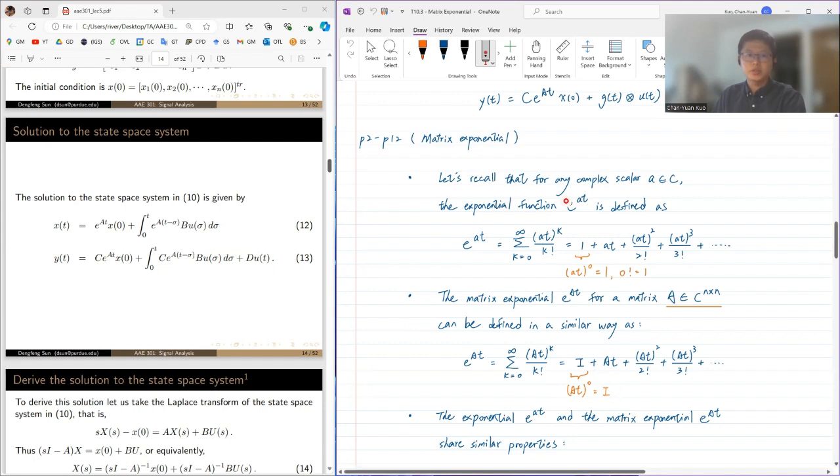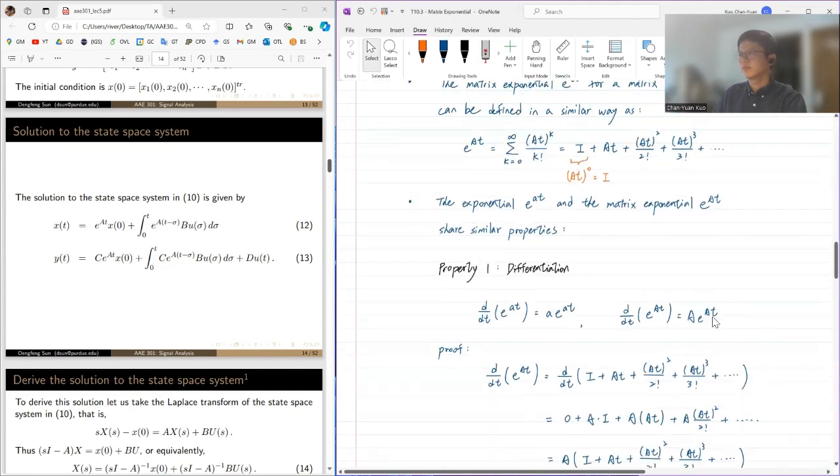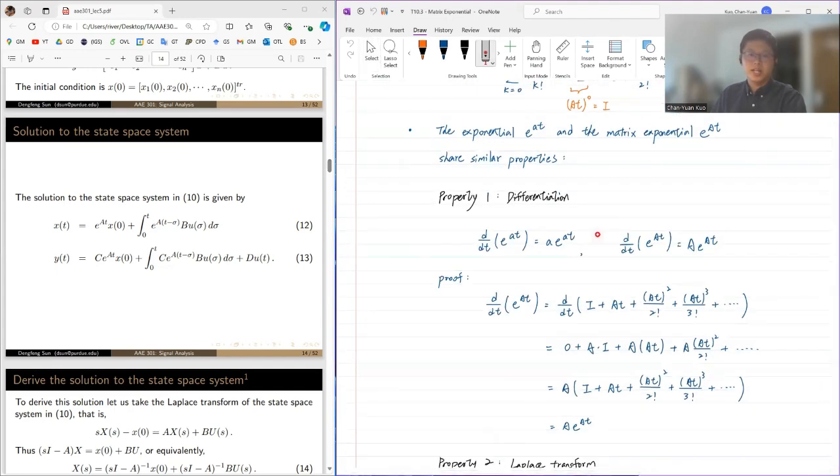And note that, according to the definition, the matrix exponential e to the A times t is also an n by n matrix. In fact, you can think of the matrix exponential as a generalized version of the exponential function because the matrix exponential takes an n by n matrix as an argument, while the exponential function only takes a scalar as an argument. And due to the similarity between the definition of these two functions, they share several similar properties.